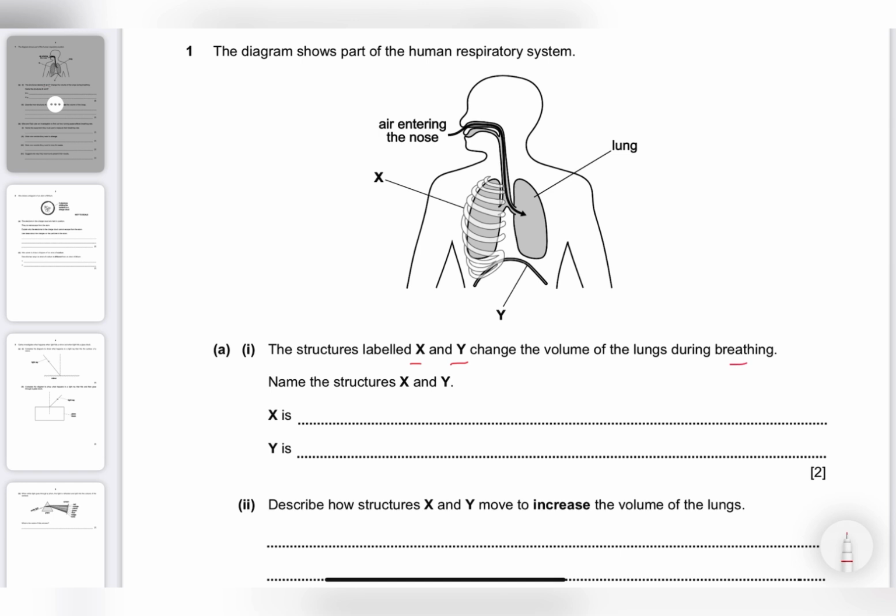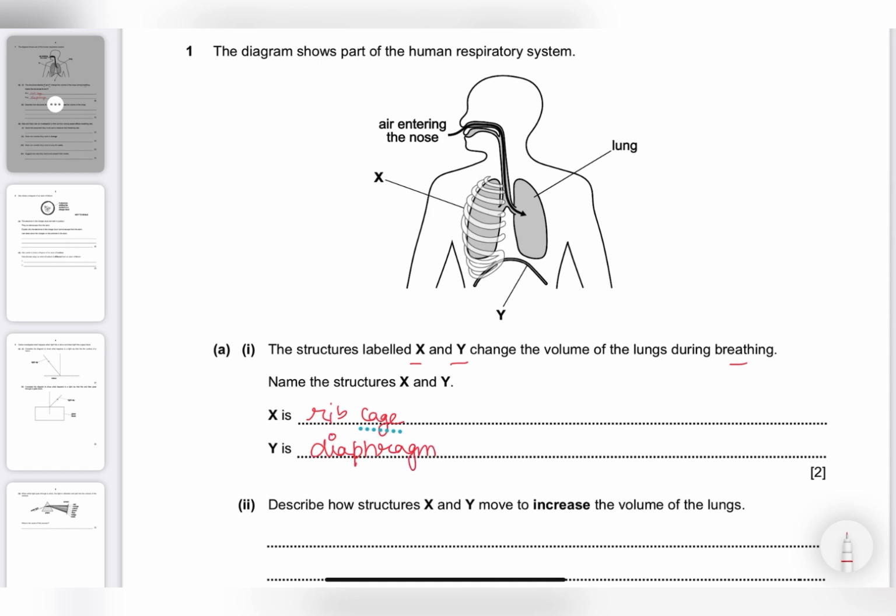If we look carefully, the structure X, what do we call this structure X? This is rib cage, right? Touch your rib cage, touch it and feel the rib cage. This is the bone which protects our lungs. Now, what is Y? Y is pronounced as diaphragm, and the spelling for it is DIAPHRAGM.